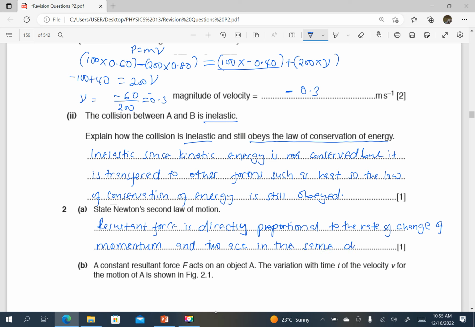A constant resultant force F acts on an object A. The variation with the time t of the velocity v for the motion of A is shown here. So here we have velocity against time, and it is a straight line starting from this point here and stopping at this point here. The scale on the vertical is 5 minus 4 divided by 10, that is 0.1. So this is 4.2, and here it is, I think, 8.8.